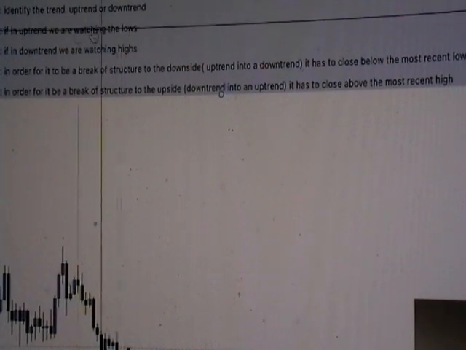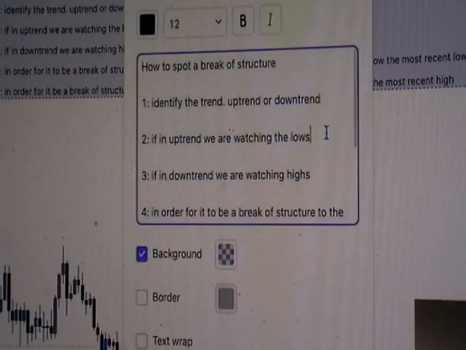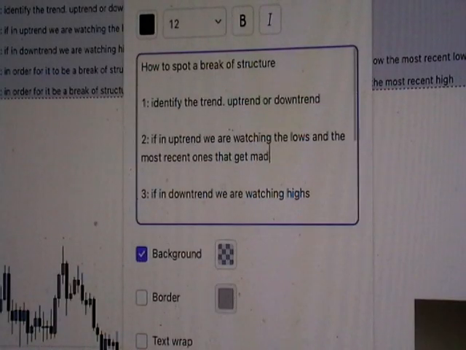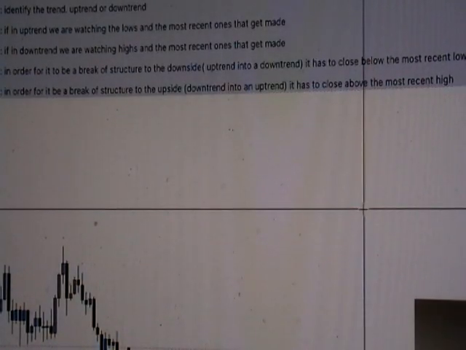It's in an uptrend. If it's in an uptrend, we are watching the lows. Perfect. Hawkeye those things. Watch every single new low that gets made, okay? That's actually something that I watch. Because we only care about the recent ones that get made. Those are the only ones we care about. Those are the only ones that need closure above. Because who gives a fuck, right?